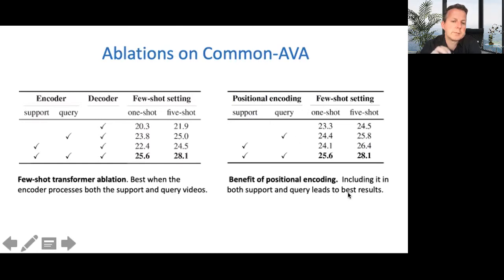I didn't discuss it, but positional encoding is also an important element in the transformer architecture. This is typically part of the encoder, and you can do it, again, for both the support and query features. What we notice is that the positional encoding is best included in both support and query, because this leads to the best results for both the one-shot setting, where we have only one example, and the 5-shot setting.